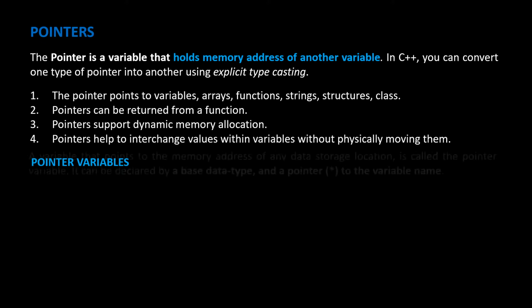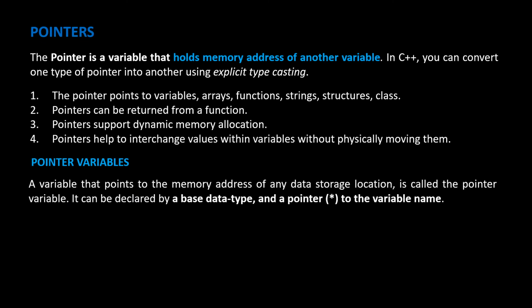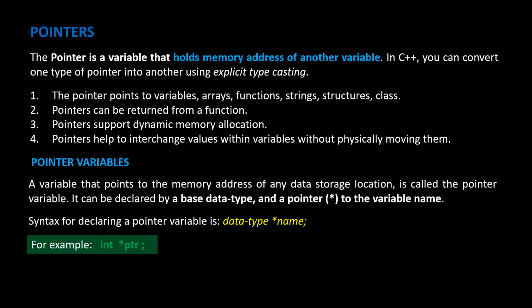Pointer variables. A variable that points to the memory address of any data storage location is called the pointer variable. It can be declared by a base data type and a pointer to the variable name. Syntax for declaring a pointer variable is datatype * name. For example, int *ptr. It simply means that ptr is a pointer to an integer variable.